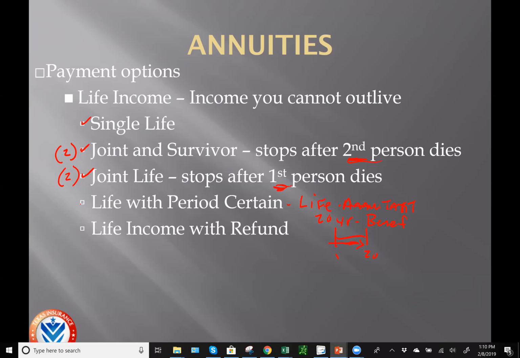The most popular payout option here is going to be a life with refund. That's a life income for the annuitant, but if they die too soon, then the beneficiary does get a refund of whatever's left in there.